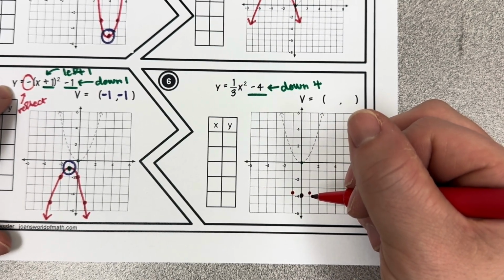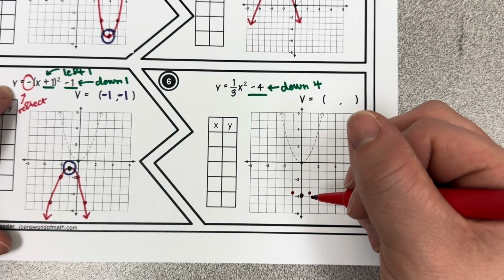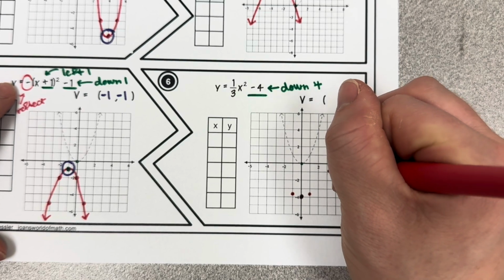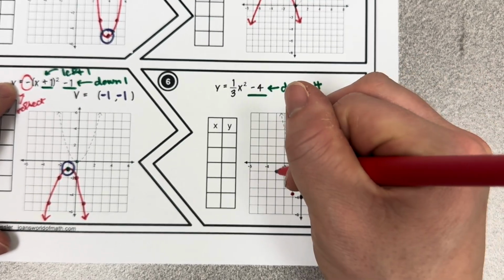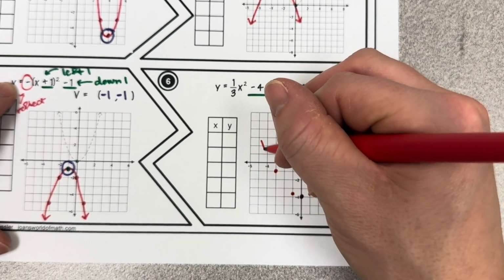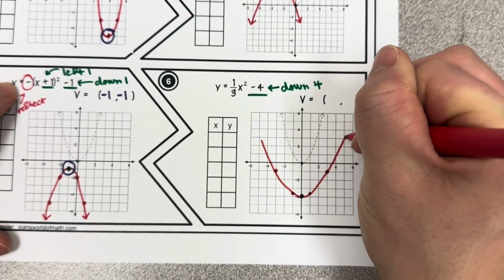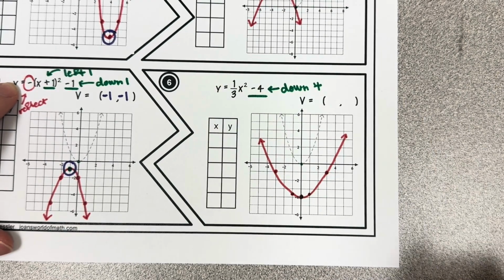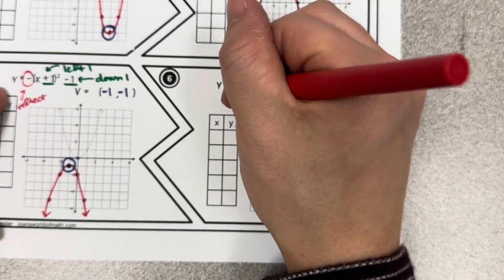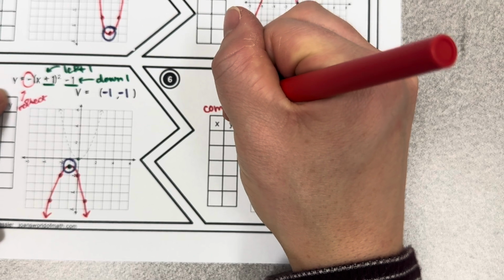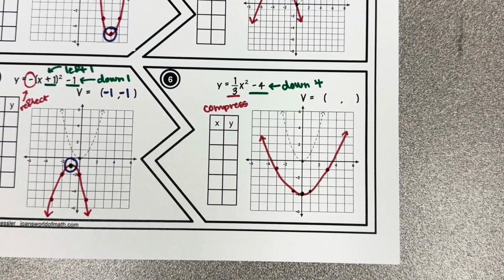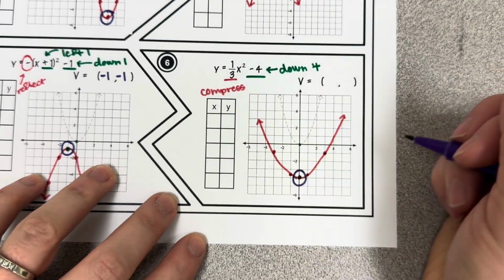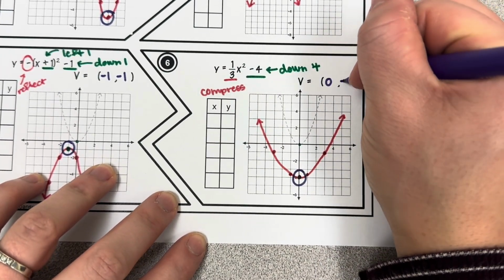And then from there up, let's see, then the other points would be 3, -1, and then -3, -1. Okay, so we see that it got like fatter, like wider. And that's because of that compression. Okay, last thing we need to identify is our vertex, that guy right there. It is 0, -4.